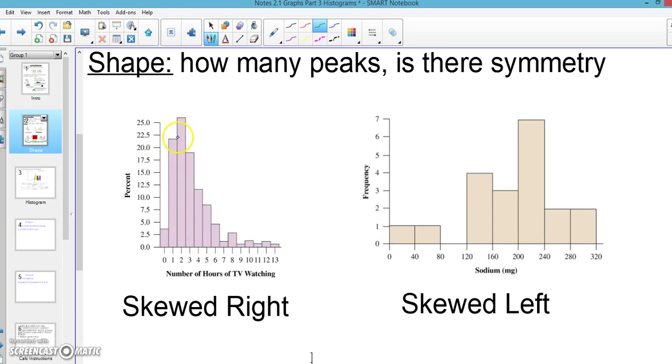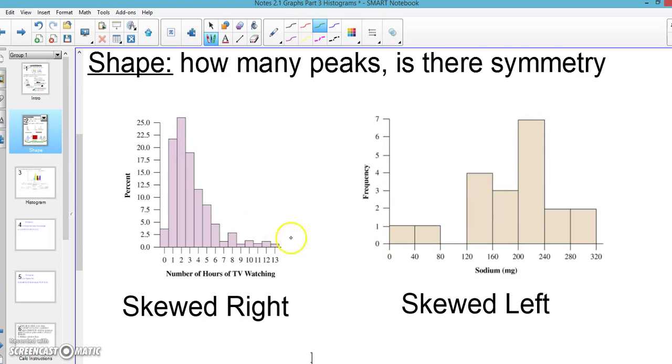So if the majority of the data is, like in this case, on the left-hand side in the lower range for the number of hours of TV, we actually say that that's skewed right, because the values on the right are the unusual values, the ones that are making it not symmetric. Likewise, over here, if I'm talking about the milligrams of sodium, you have the majority of the data over in this range, with a few possible outlier data points over here on the left. So you would say that that one would be skewed to the left.